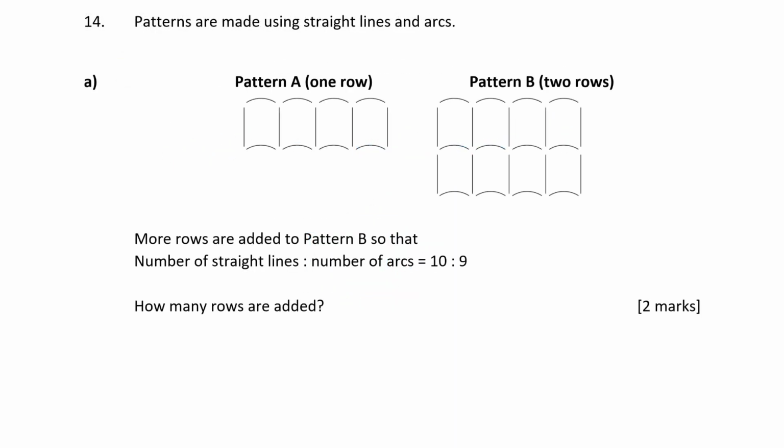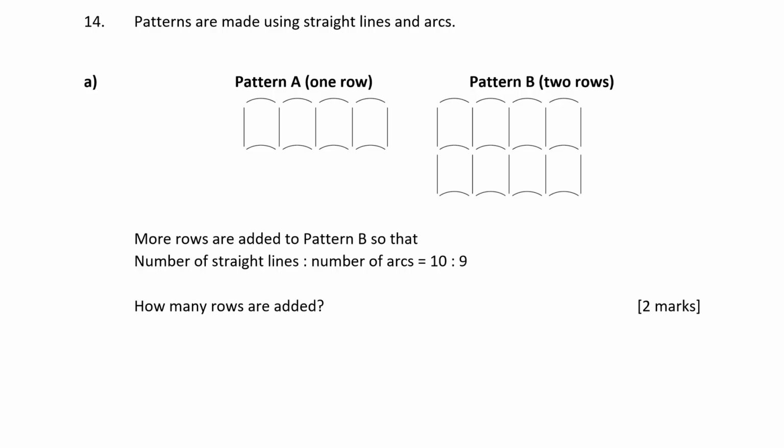Question 14. Patterns are made using straight lines and arcs. Part A says pattern A and pattern B consists of 1 row and 2 rows. More rows are added to pattern B so that the number of straight lines to the number of arcs is 10 to 9. How many rows are added? Interesting question. Let's have a look at what we've got to start with. It's a very curious question. I've not seen one like this before.